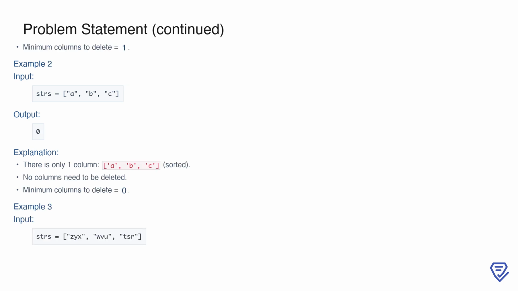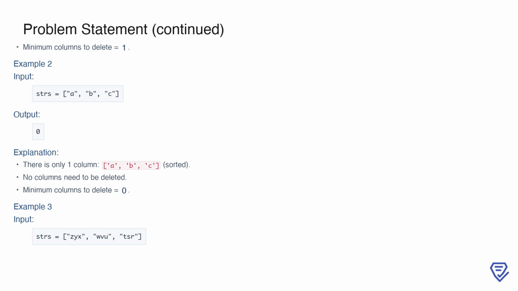In another example, if the input is A, B, C, there is only one column, and it contains A, B, C. These characters are in non-decreasing order, so the column is already sorted. Since no columns need to be deleted, the minimum number of columns to delete is 0.